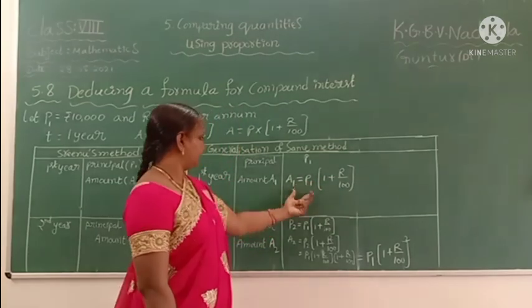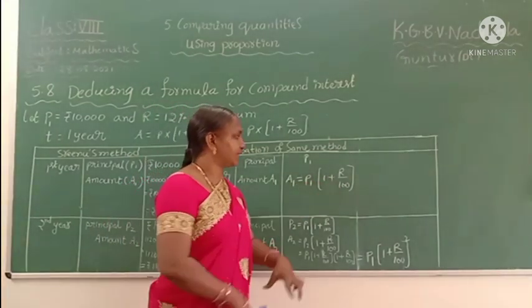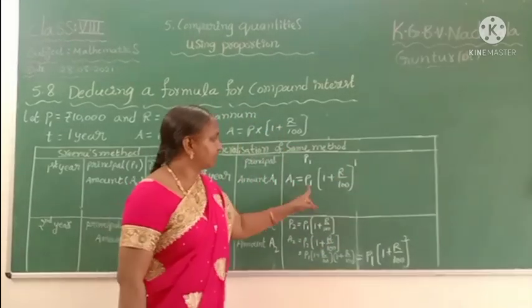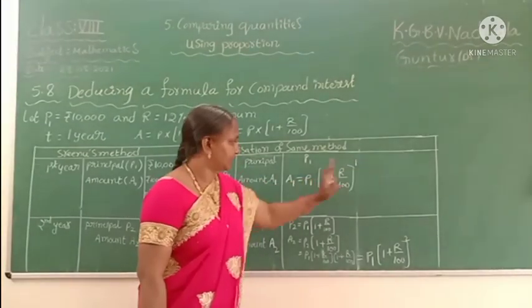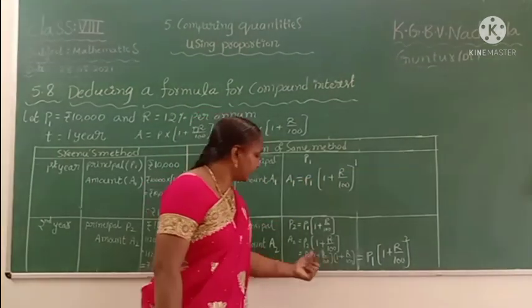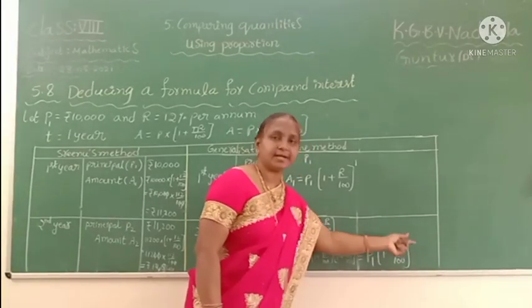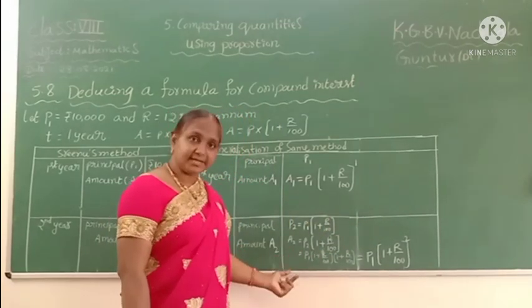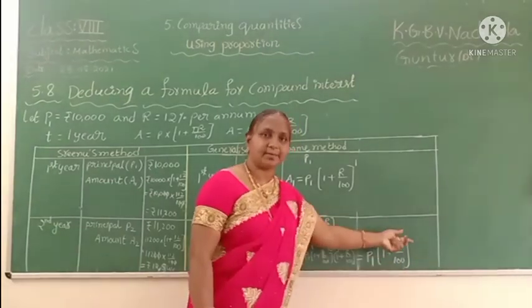Observe here, for first year we get A1 is equal P1 into 1 plus R by 100. There is no power, that means 1. Okay. P1 into 1 plus R by 100 whole power 1 after 1 year. Okay. After 2 years we get A2 is equal P1 into 1 plus R by 100 whole power 2. For 3 years we get A3 is equal P1 into 1 plus R by 100 whole power 3.